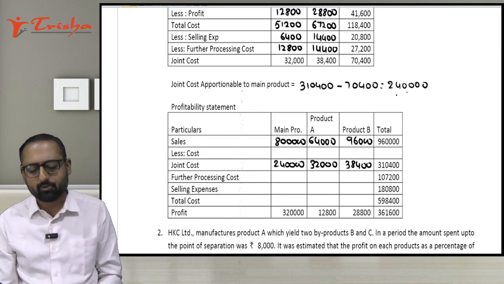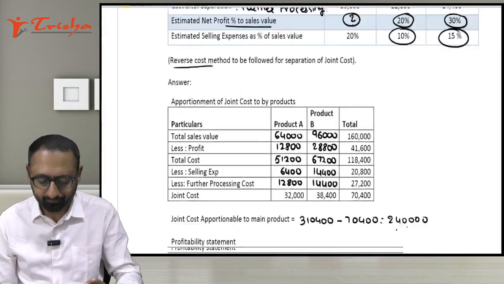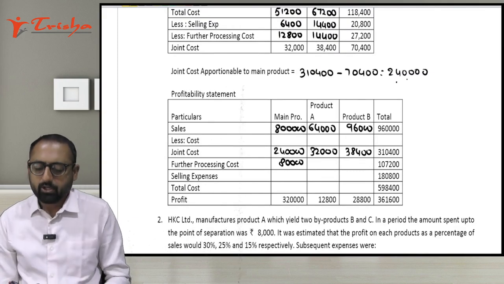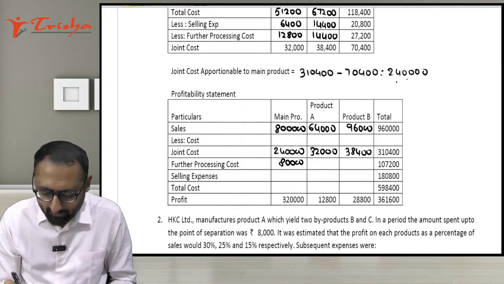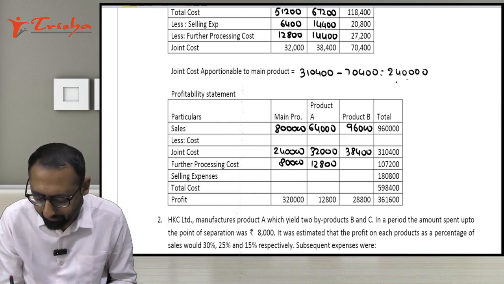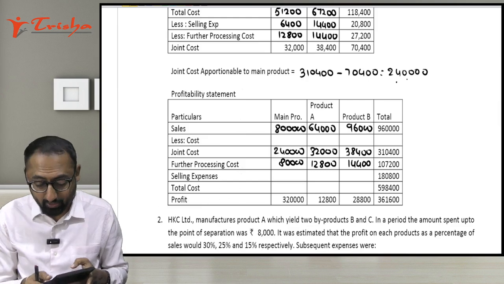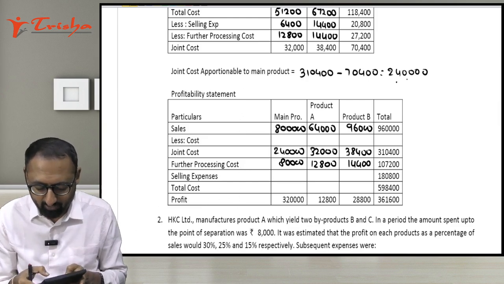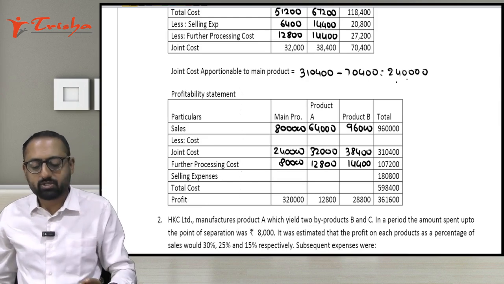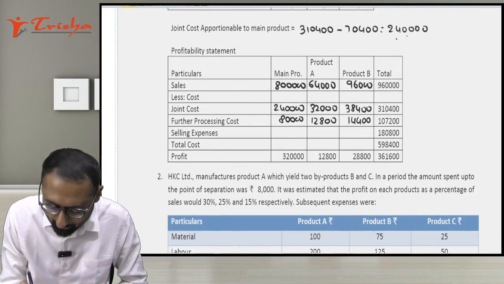Right, guys. Further processing cost. So let's check. For the main product, further processing cost is given as 80,000. Okay. For product A, further processing cost was 12,800. For product B, further processing cost will be 14,400. If we check that, total will be 1,07,200. I'll check that: 80,000 plus 12,800 plus 14,400. 1,07,200 is your total further processing cost. Selling and distribution expenses of the main product, you can check that 20%. So 8 lakhs into 20%, 1,60,000.